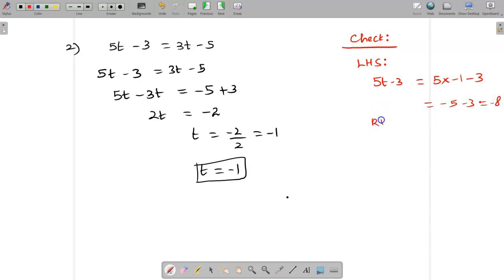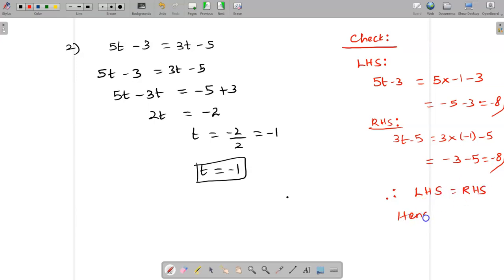And what about your right hand side? Right hand side is 3t - 5. Wherever I have t I substitute minus 1, and I have minus 5. So 3 into minus 1 is minus 3, and here it is minus 5, which is minus 8. So when we compare the left hand side and right hand side, both are equal. Therefore LHS is equal to RHS, and hence it is verified.